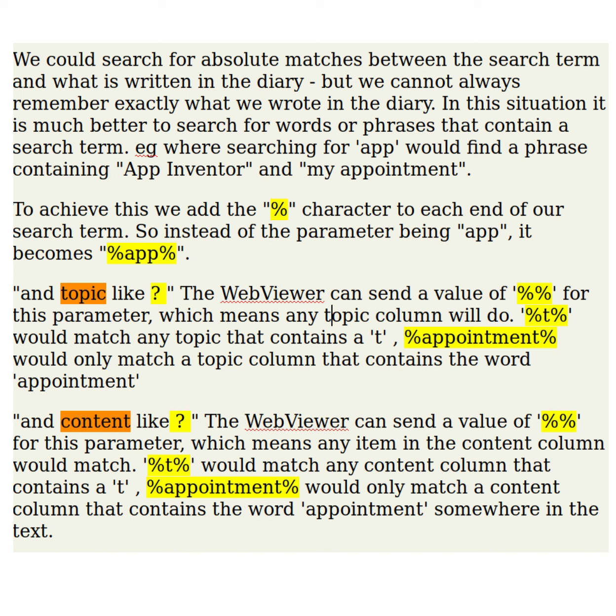We could search for absolute matches between the search term and what is written in the diary. We cannot always remember exactly what we wrote in the diary. In this situation, it is much better to search for words or phrases that contain the search term. For example, searching for app would find a phrase containing App Inventor and My Appointment. To achieve this, we add the % character to each end of our search term. So instead of the parameter being simply app, it becomes %app%.